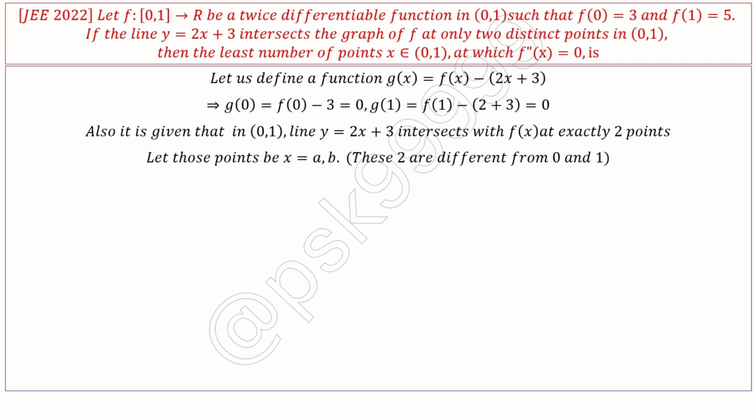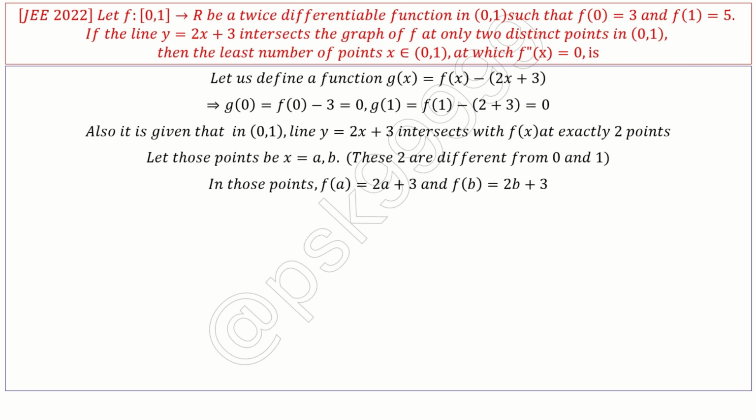Okay. So let the points of intersection between 0 and 1 be x equal to a and x equal to b. Okay, these two are different from 0 and 1. 0 and 1 are the endpoints. But a, b are within 0 and 1, 2 points where this line intersects with f of x.